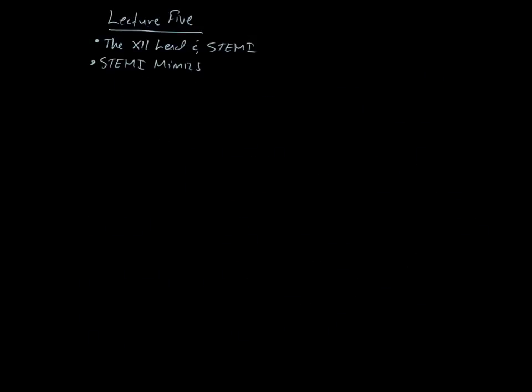So then we went to lecture 5, talking about the 12 lead and the STEMI, and some of the STEMI mimics. Are you guys okay with the coronary arteries? What are the major coronary arteries? So the RCA, what does it supply? The inferior wall of the left ventricle, and the right ventricle, and the right atrium, and typically part of the posterior wall as well, and then the SA node, the sinoatrial node.